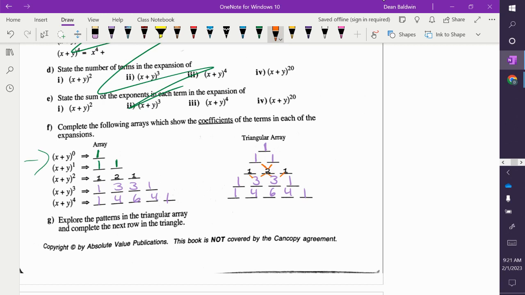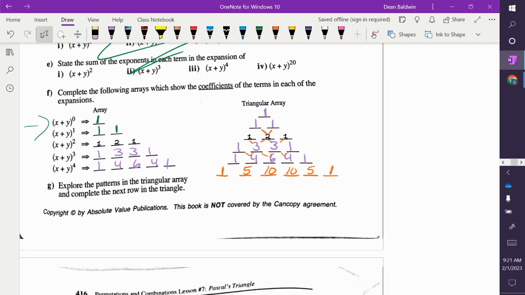The next row, start with a 1 on the outside. 3 and 1 gives you 4. 3 and 3 gives you 6. 3 and 1 gives you 4. 1 and 1. What's the next row going to be? What's on the outside? It's always 1s on the outside. And then you add these two numbers. 4 and 1 is? 6 and 4 is? 4 and 1 is? And then it's a 1 on the outside.